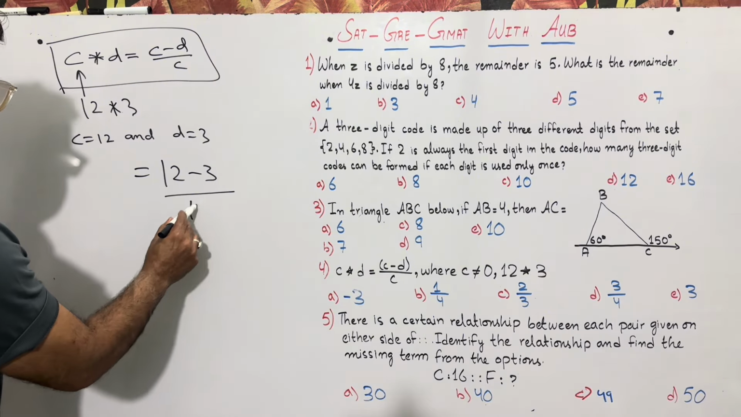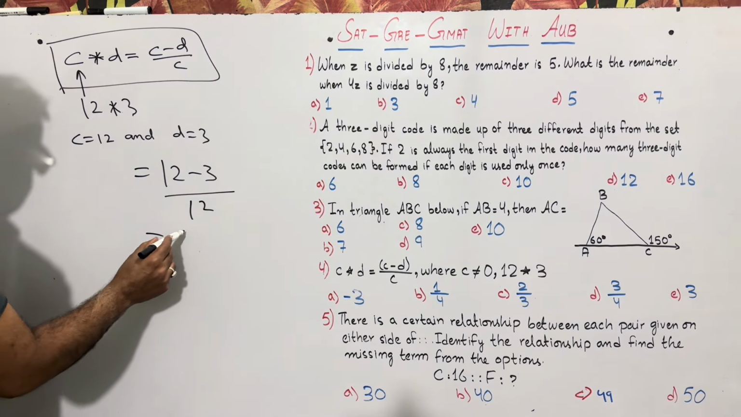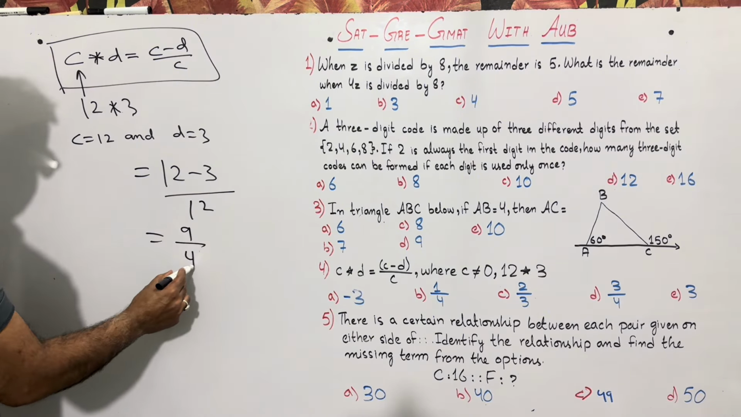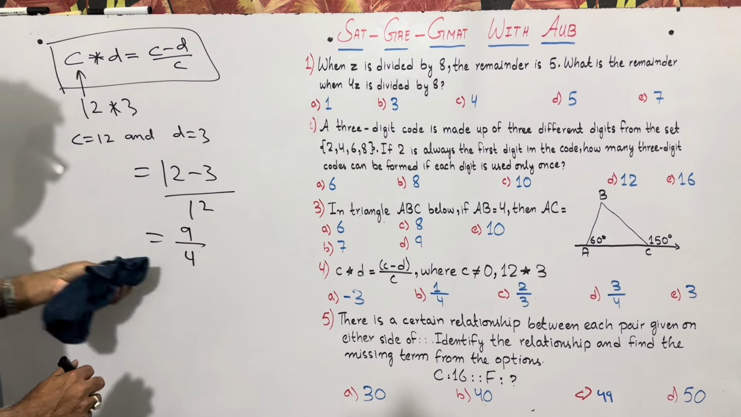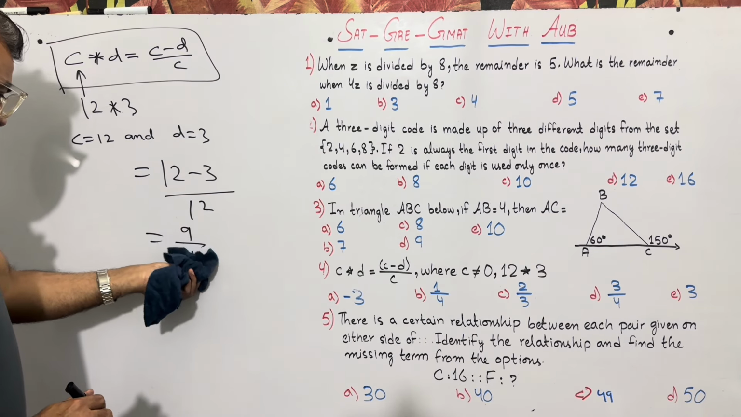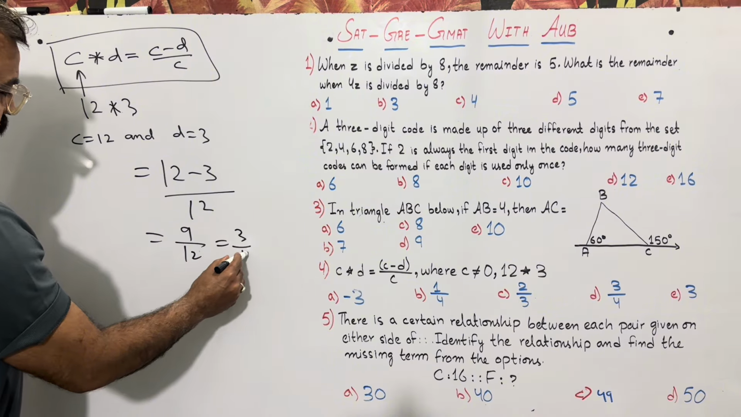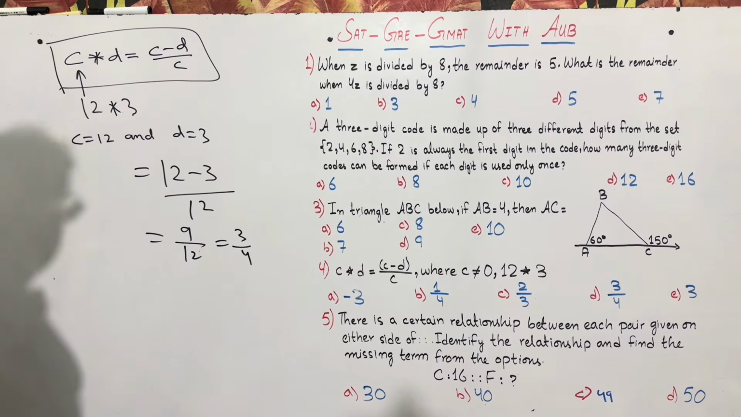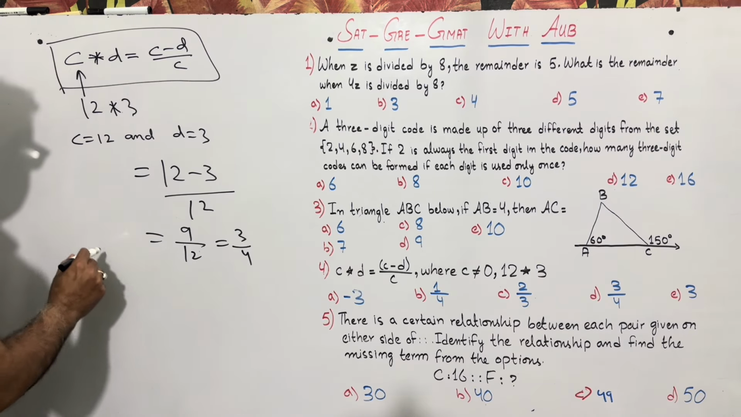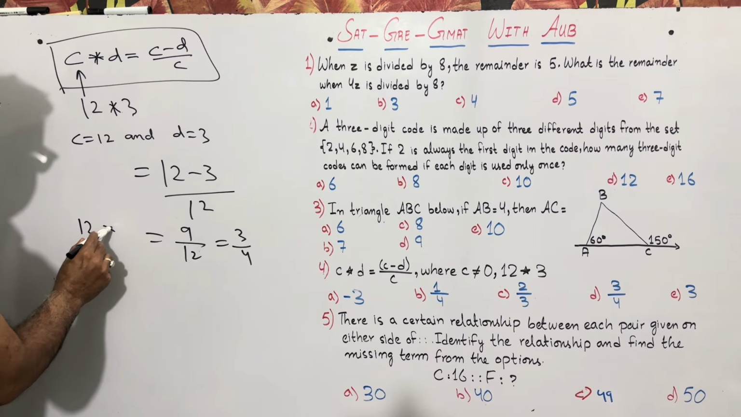12 minus 3 is 9. 9 divided by 12 will become 3 over 4. Our answer is 3 over 4 in that case.